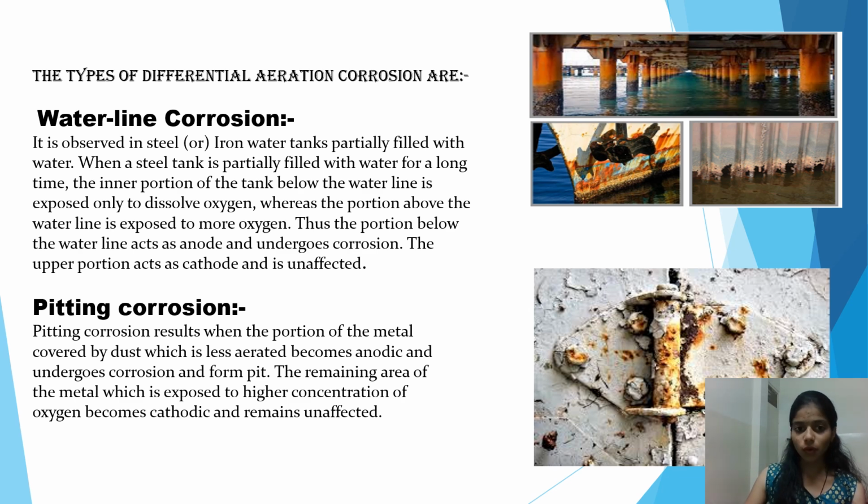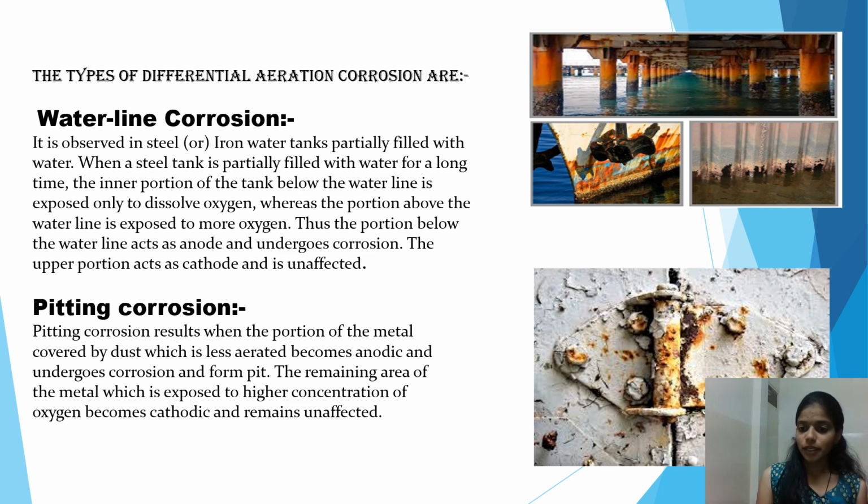The first one is waterline corrosion. It is observed in steel or iron water tanks partially filled with water. When a steel tank is partially filled with water for a long time, the inner portion of the tank below the water line is exposed only to dissolved oxygen, whereas the portion above the water line is exposed to more oxygen. Thus the portion below the water line acts as anode and undergoes corrosion. The upper portion acts as cathode and is unaffected.